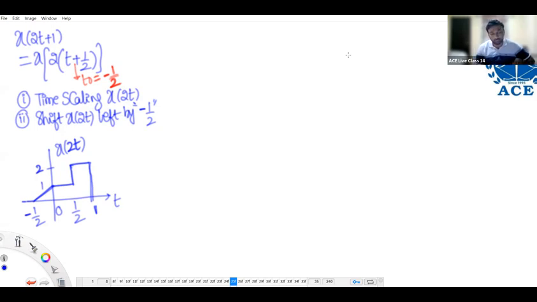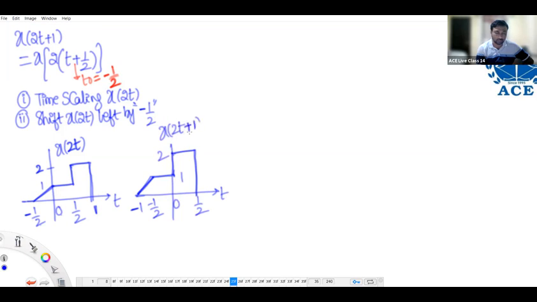Later, what we are doing, sir? Shift the scaled signal left by half. To the time of x of 2t, add minus 1 by 2. Directly to the time axis of x of 2t at minus 1 by 2. So this is the graph.